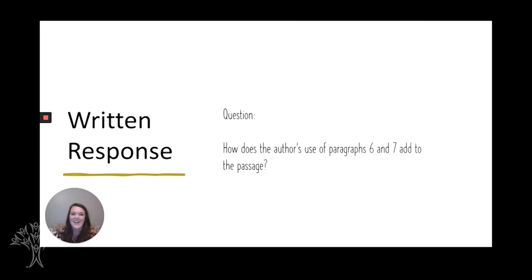Okay, now that you have the question written down, do you remember the strategy from yesterday that we used for writing in response to reading? You're right. We used the RACE strategy. In the RACE strategy, what's the first step we need to take to answer this question? Yep, R stands for restate the prompt. Go ahead and restate the prompt so you can answer the question.